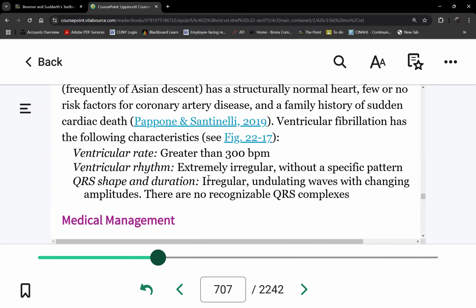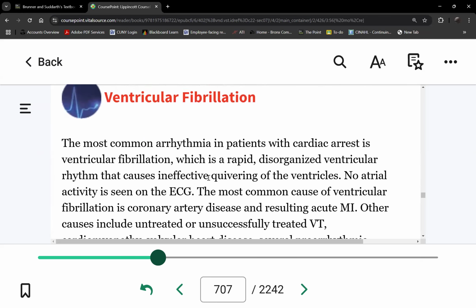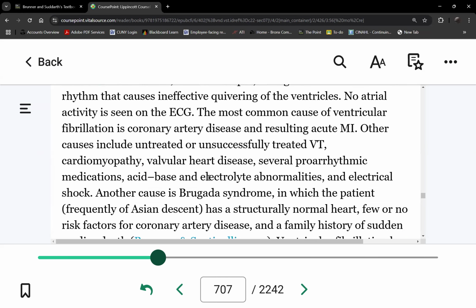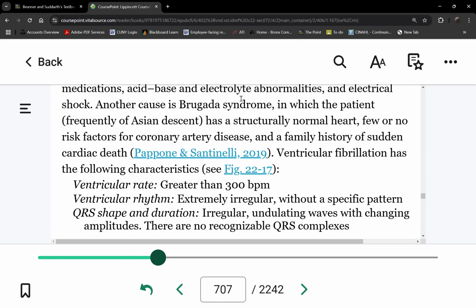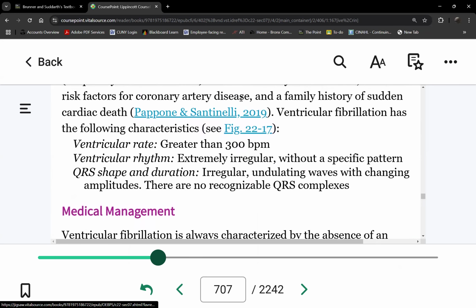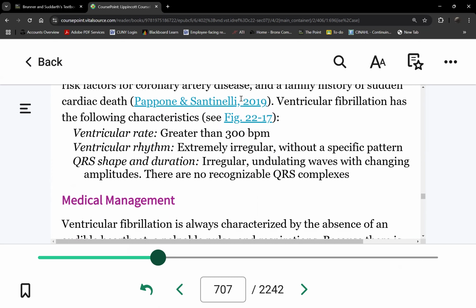Causes, usually heart attacks. So here are the causes: MI, or let's say you've unsuccessfully treated torsade de pointes or VTAC. VTAC with a pulse was not treated adequately, and the patient will go into VFib. So therefore, what will the signs and symptoms be? The patient looks like they're dead. Absolutely nothing: not breathing, no pulse, not moving, unconscious.